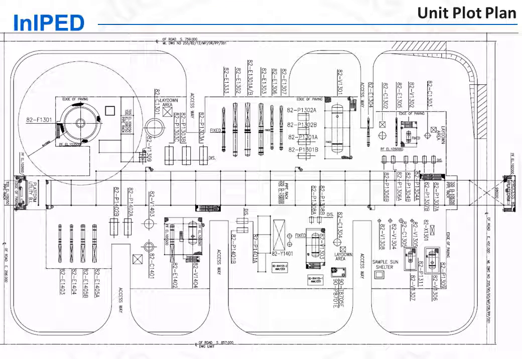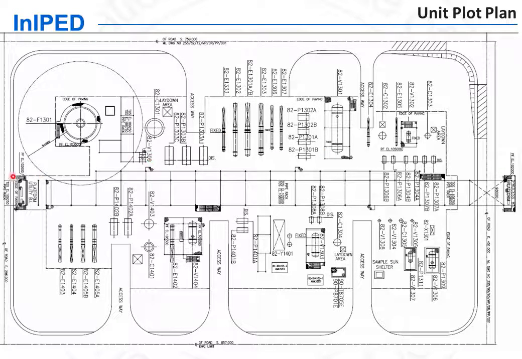The unit plot plan shows the positions of equipment within a particular unit. The one shown here is typical. Equipment are arranged on both sides of a central pipe rack. The central pipe rack supports the lines from one equipment to the other.